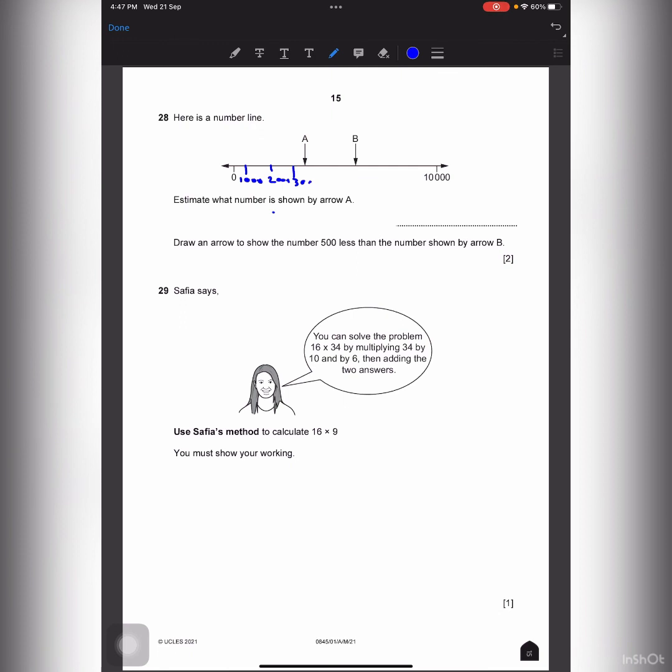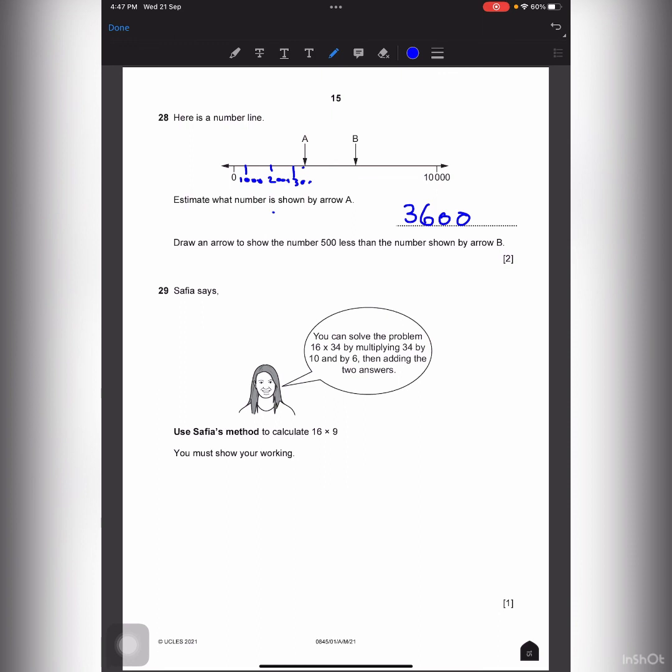So here it is about on 3. I think it's like 3,600. I think that's the closest one. So yeah. Draw an arrow to show the number 500 less than the number shown by arrow B. Okay.